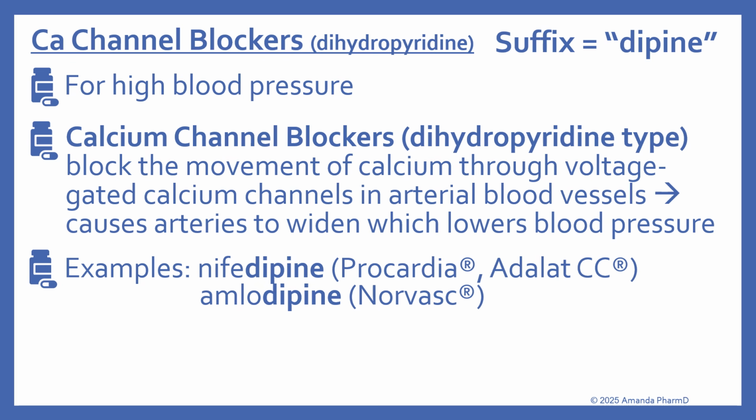Next are the calcium channel blockers. We'll look first at the dihydropyridine ones. So these are for high blood pressure. The calcium channel blockers that are of the dihydropyridine type block the movement of calcium through voltage-gated calcium channels in the arterial blood vessels. This causes the arteries to widen, which lowers blood pressure. Some examples include nifedipine, and the brand names are Procardia or Adalat CC, and amlodipine, brand name is Norvasc. And these end in the suffix dipine, D-I-P-I-N-E.